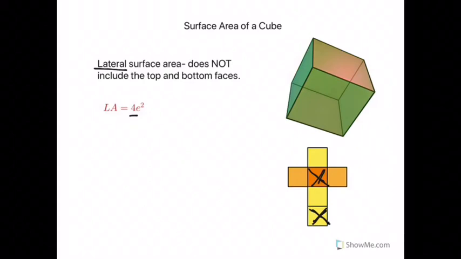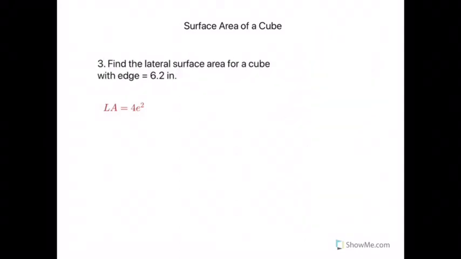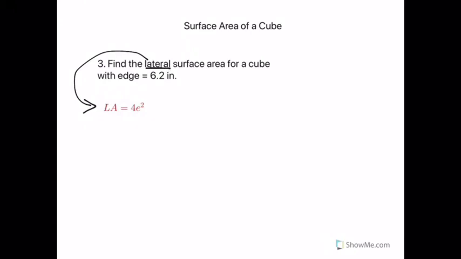So let's try an example with the lateral surface area. All right, so no picture this time. You could draw one if you'd like. But our instructions say find the lateral surface area for a cube with edge of 6.2 inches. So we already have the formula here on the screen. Lateral, make sure you pay attention to that word so you know to use this formula instead of the regular surface area formula. Lateral area equals 4 times e squared.